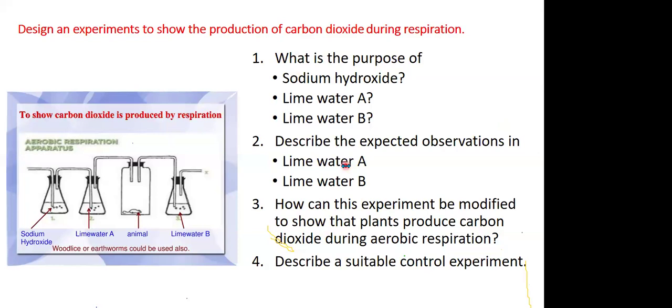Why do we need lime water A and lime water B? Let's have Jolene, I think. I think the lime water is used to test if there is carbon dioxide, because if there is carbon dioxide, the lime water turns milky. So maybe the lime water is there to test if there is carbon dioxide. Okay. Now, but why do we have two lime waters? We have lime water A and lime water B. Your answer is partly correct.